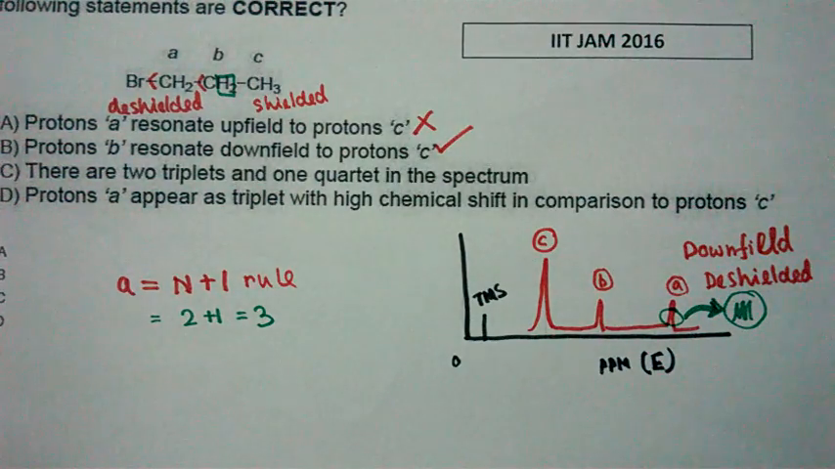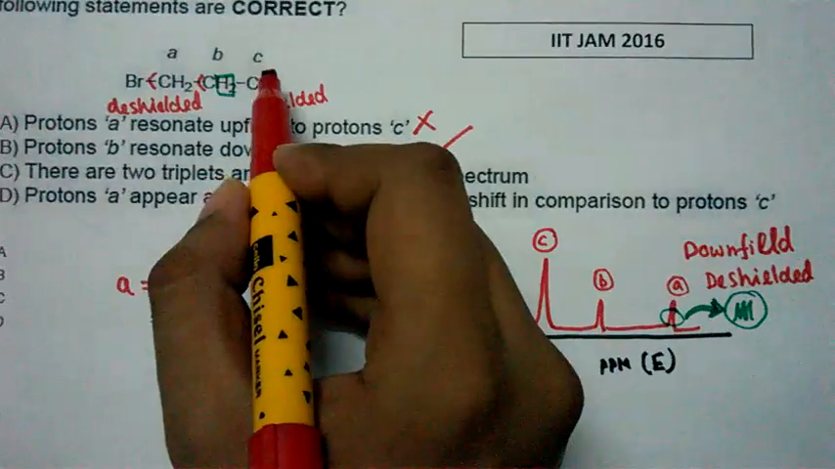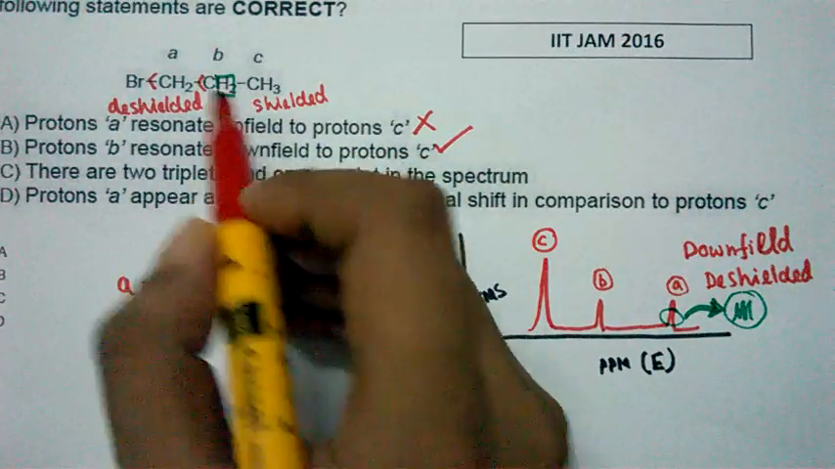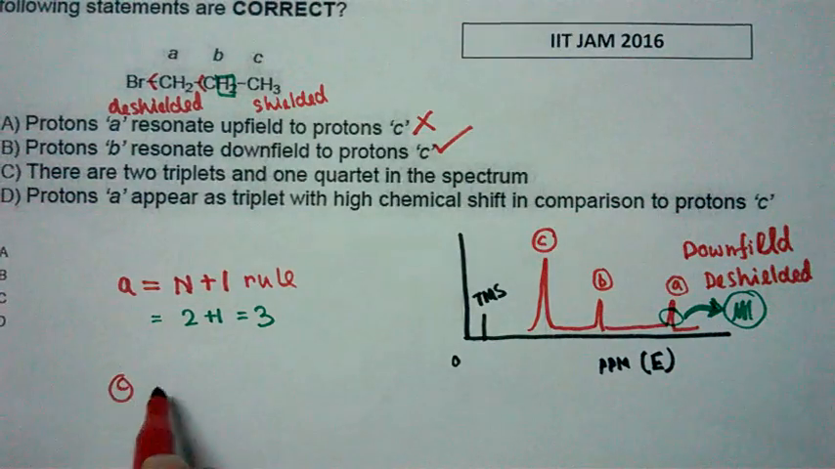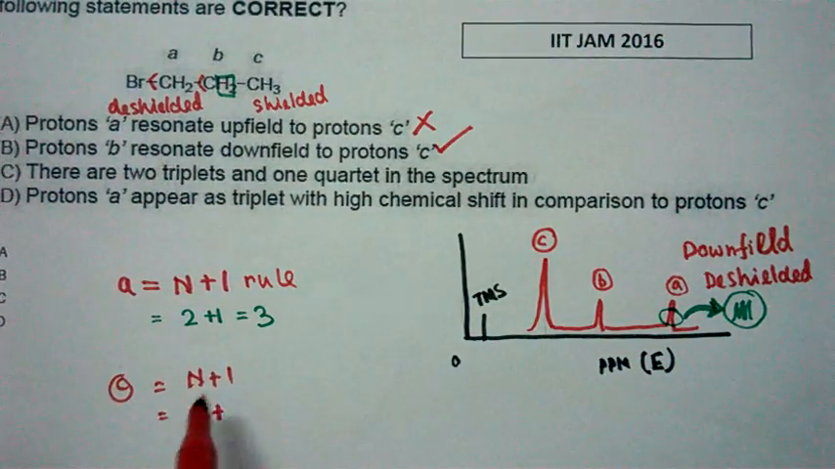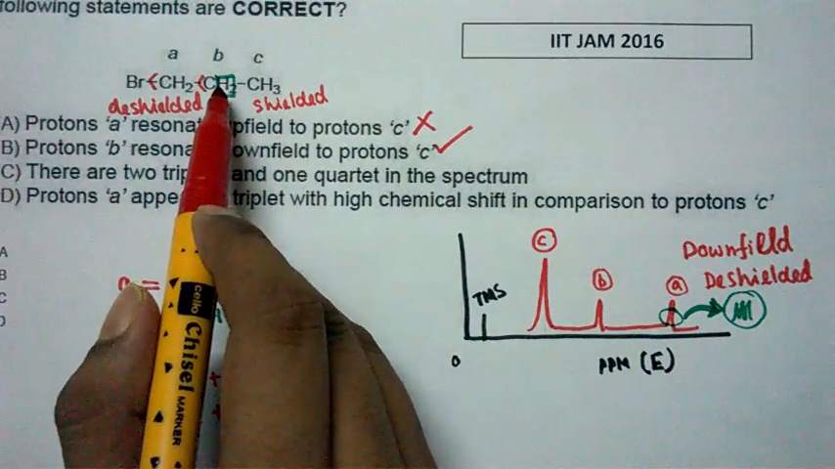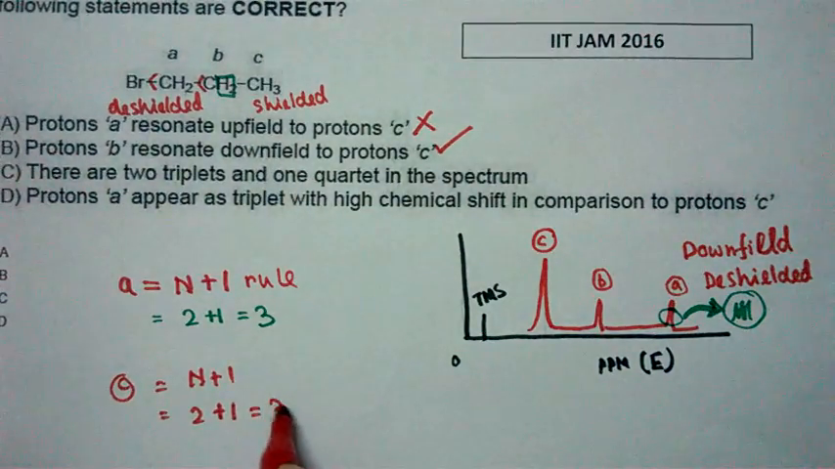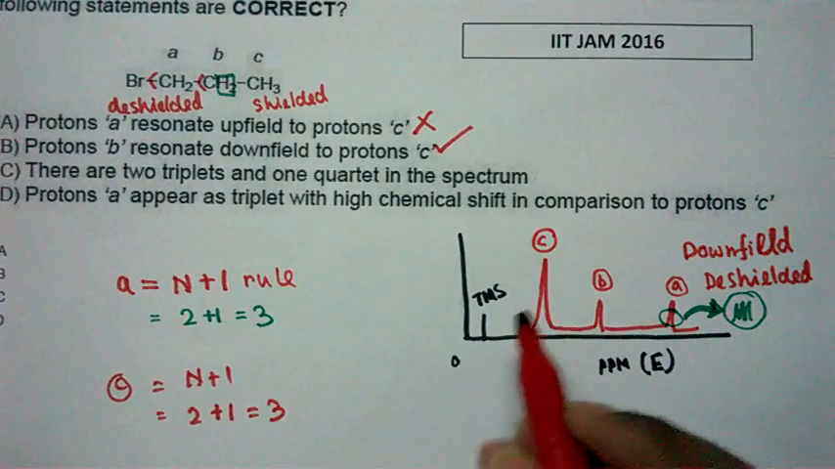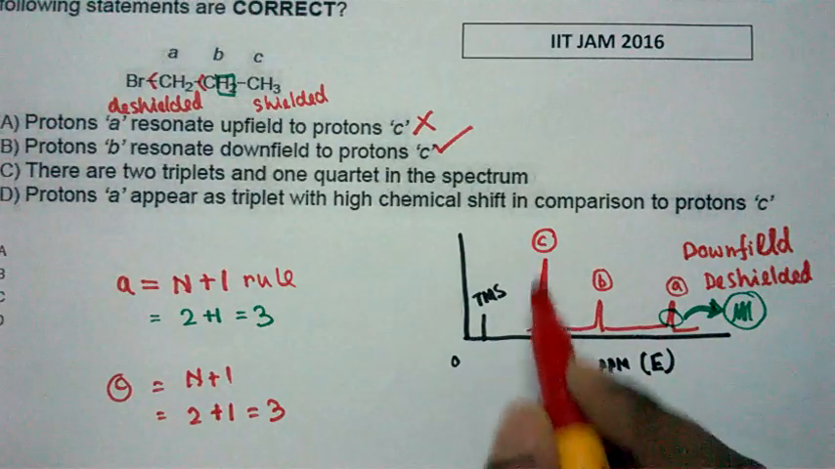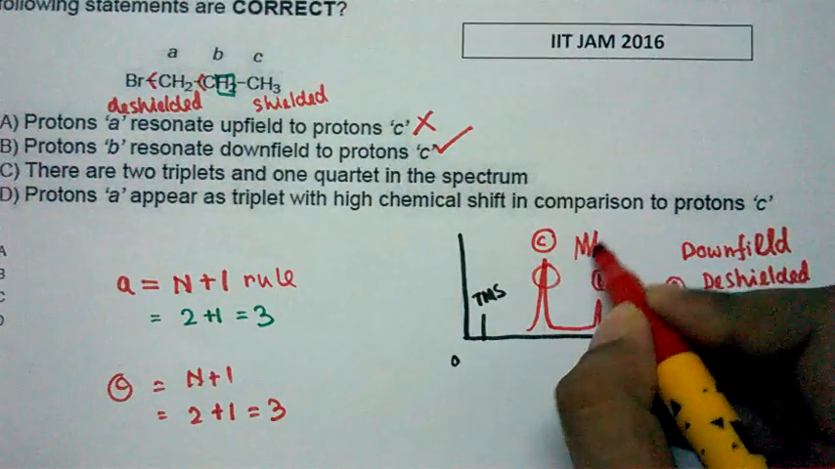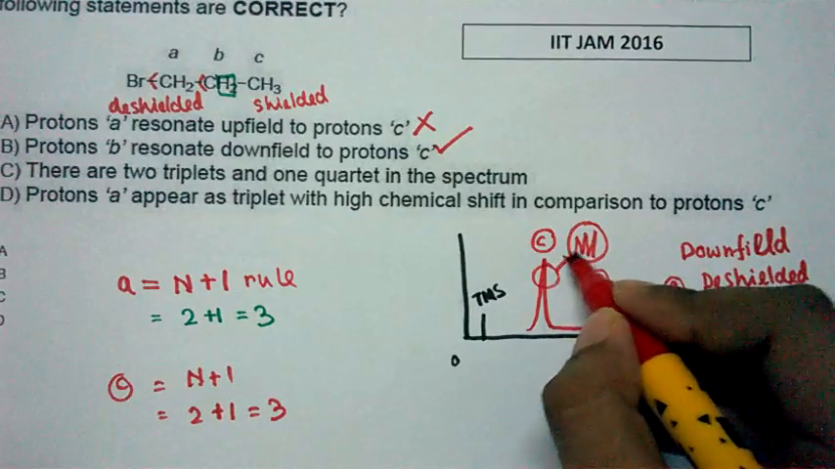Now let's analyze the C peak. The nearest hydrogen to C is also the B hydrogens. There are 2 hydrogens. So for C, it is the N+1 rule, and here are 2 hydrogens near to C, that means the B hydrogens, plus 1. So the total splitting is 3 again. That means this C peak is also split into 3 small peaks, if we analyze it closer.